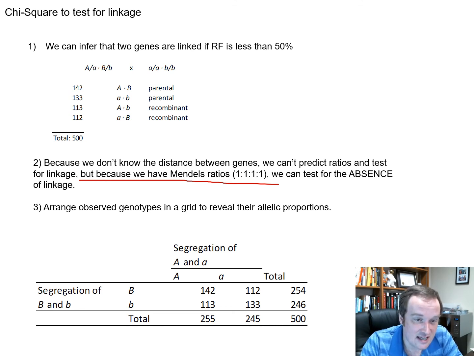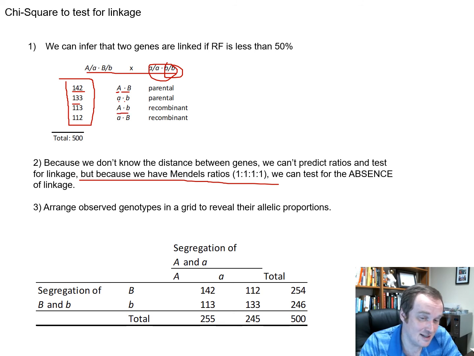So in this case, here's our individuals. We have 500 total offspring, and this is just a dihybrid cross, or a dihybrid test cross, right? And so we have individuals that have big A, big B, we have 142. Individuals that are little a, little b, the other parental genotype over here, we have 133. Big A, little b, we have 113, and then little a, big B, we have 112. So remember, because this is a test cross, we're assuming with independent assortment that we have a 1 to 1 to 1 to 1 ratio.